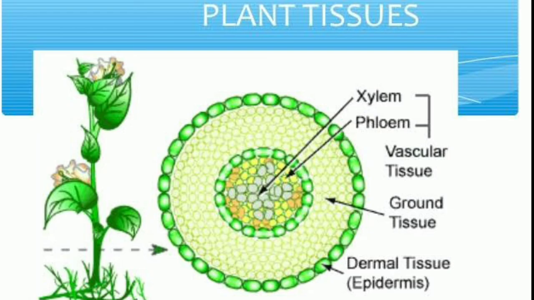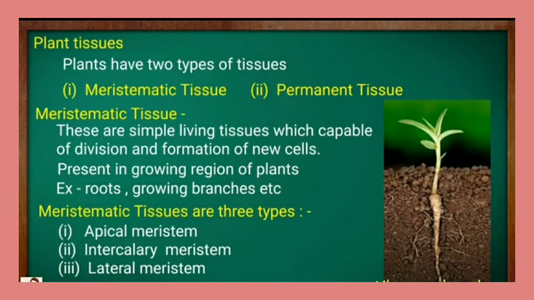Plant tissues. Plants have two types of tissues: meristematic tissue and permanent tissue. Let us first begin with meristematic tissue. These are simple living tissues which are capable of division and formation of new cells. Cells of meristematic tissue contain thick cytoplasm, a conspicuous nucleus and a thin cell wall, and are compactly packed together.